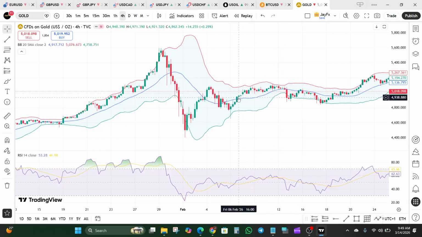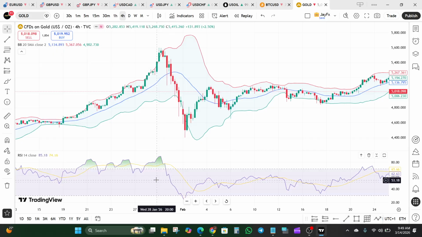The indicator consists of a middle moving average line, as you can see, and then two outer bands that expand or contract based on volatility. Traders often watch how price interacts with the bands to identify potential volatility expansions, market compression, or price extremes.